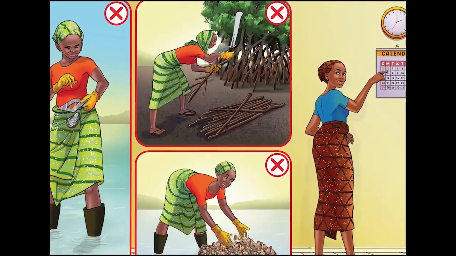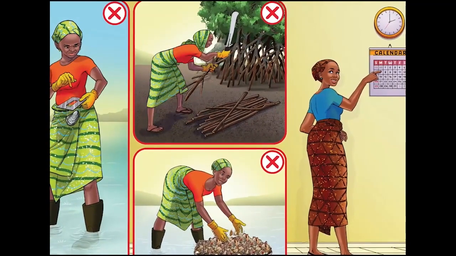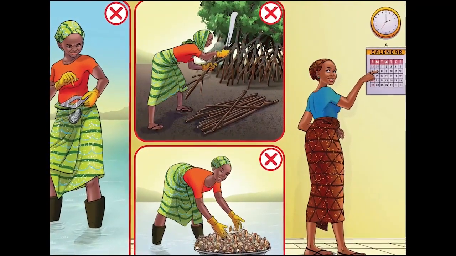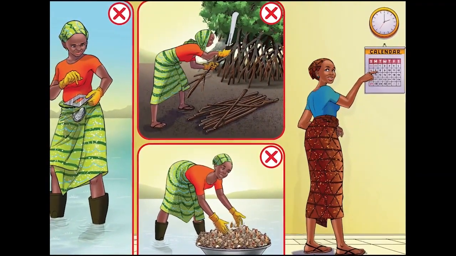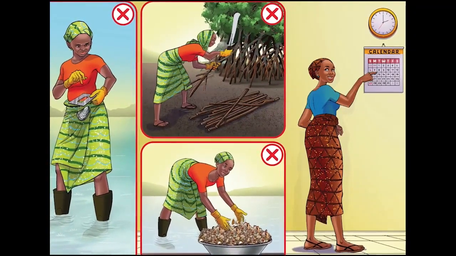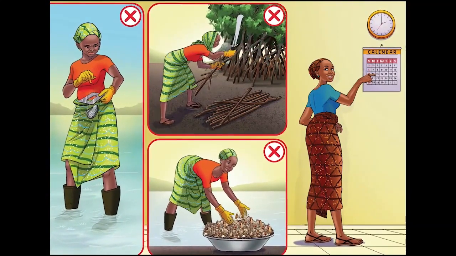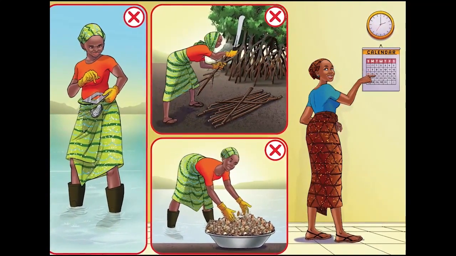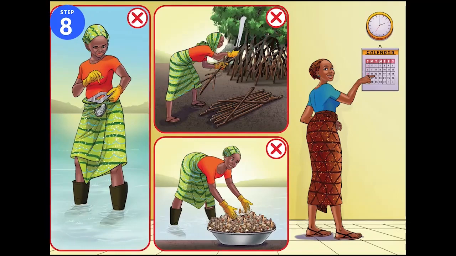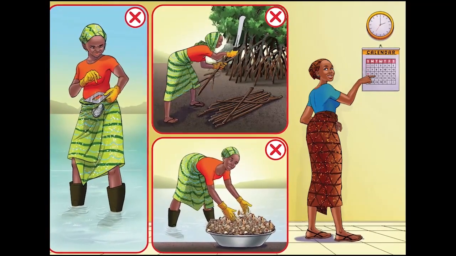Examples of management measures could include closed seasons, closed areas, prohibiting harvesting small-sized shellfish, prohibiting the cutting of mangroves. Behaviors or practices must be strong enough to make the difference you want to see.